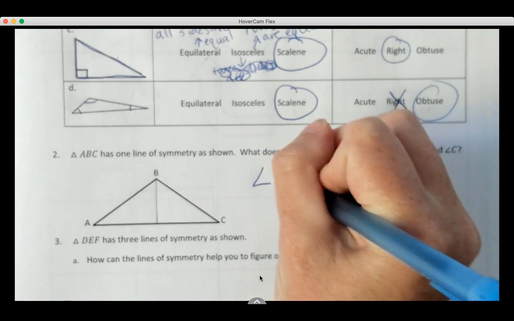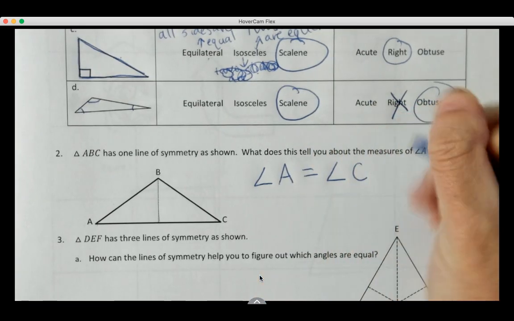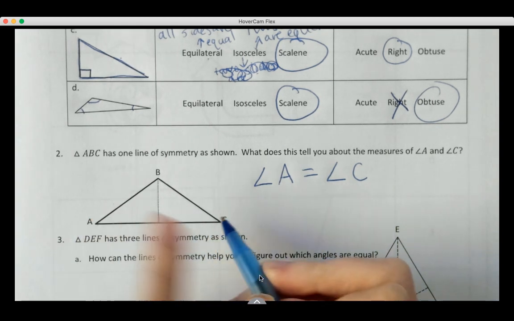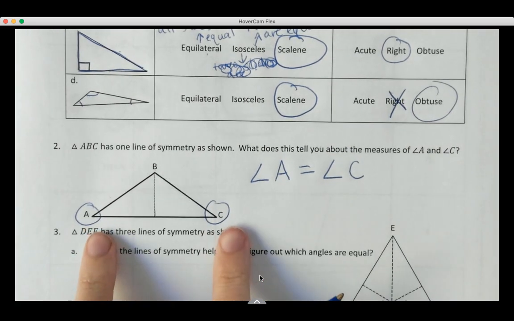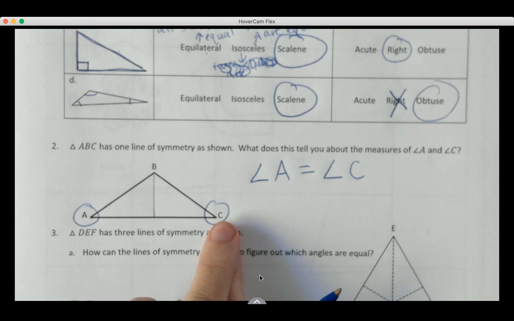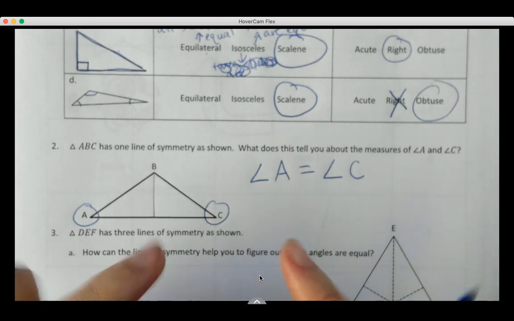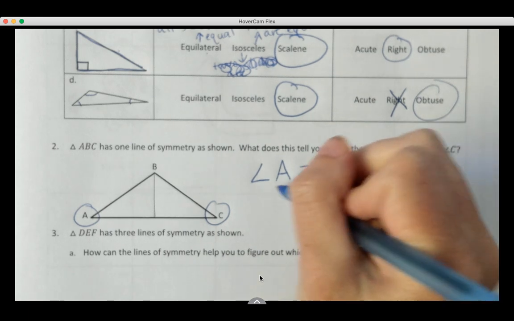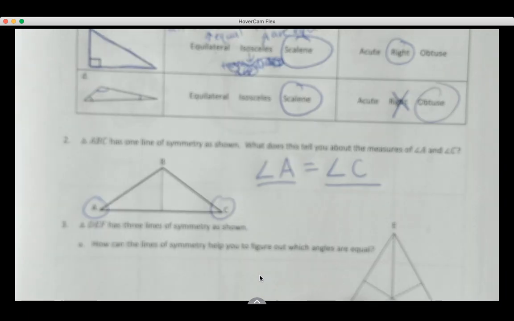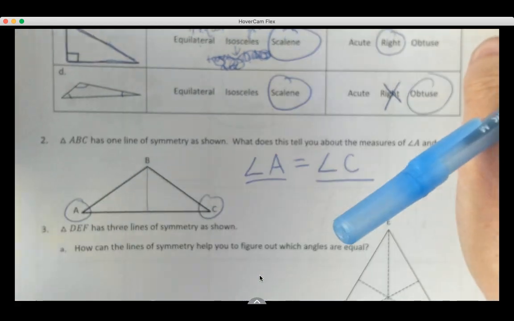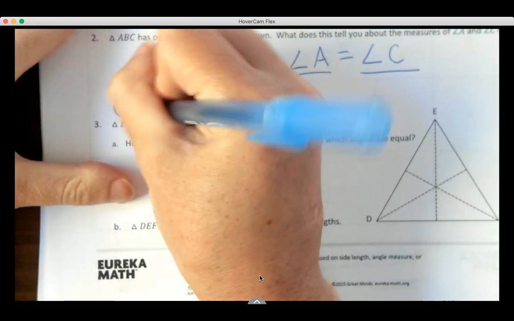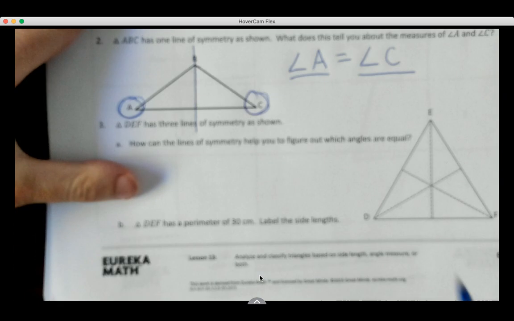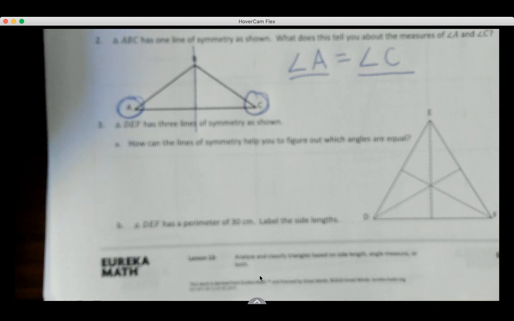So angle A is going to equal angle C because when you fold, if they have a line of symmetry and these 2 angles are opposite from each other, then when I fold A to C, they should equal. They should match. So that means the angles are the same. Now we're going to use that information that I have just told you. If we have a line of symmetry at another angle, then the opposite angles are going to be equal. So let's use that information to do 3A and B.